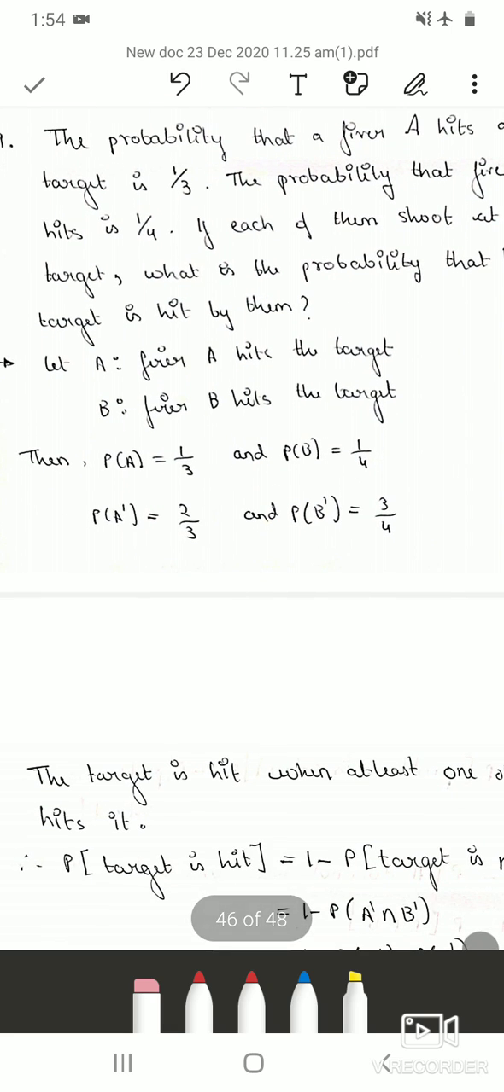Let us take event A as firer A hits the target and event B as firer B hits the target. Then probability of A is 1 by 3, which is given, and probability of B is 1 by 4. Let us take the complements: probability of A complement, firer A does not hit the target, is 1 minus probability of A, which is 2 by 3. Similarly, probability of B complement is 3 by 4.